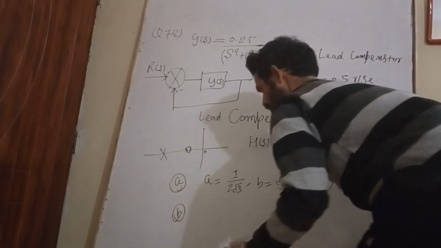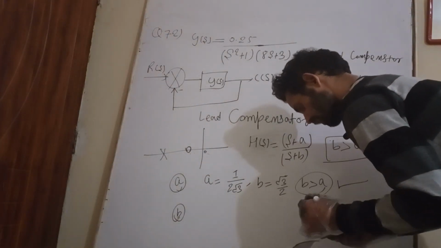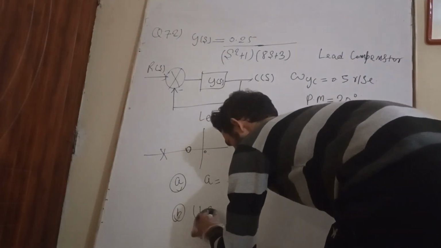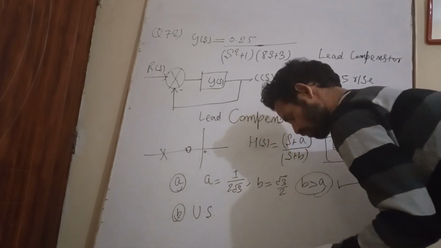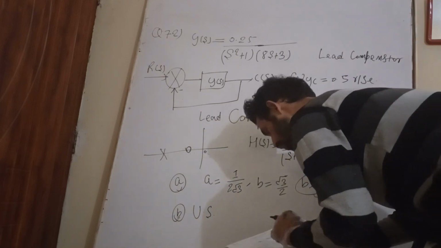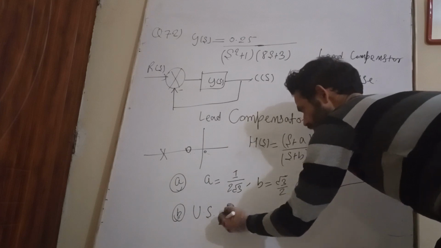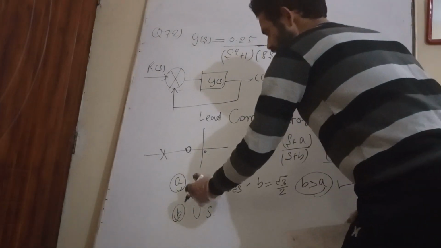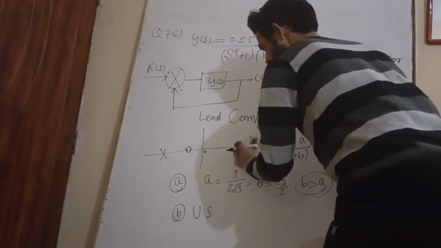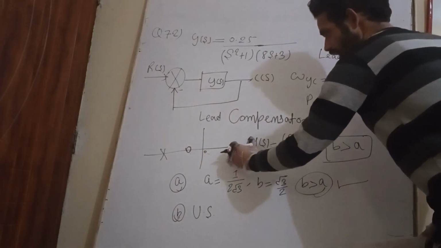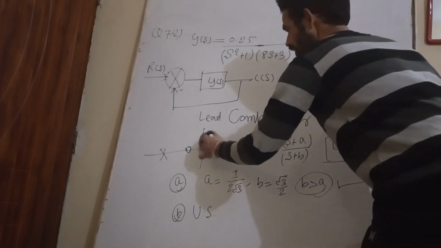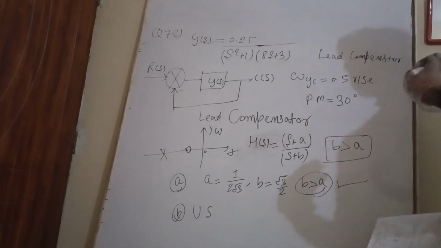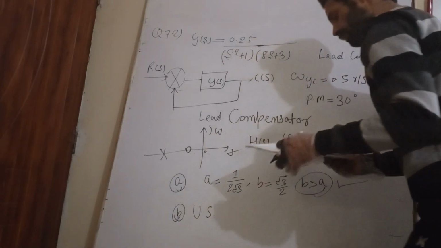For option B, it is (√3 s − 1), so B is unstable and we will not take it into consideration. Both pole and zero lie in the right half of the s plane. As we know very well, a system which has a pole in the right half of the s plane is an unstable system.